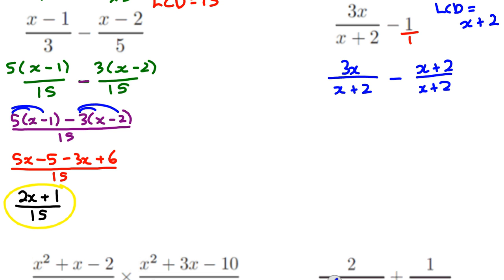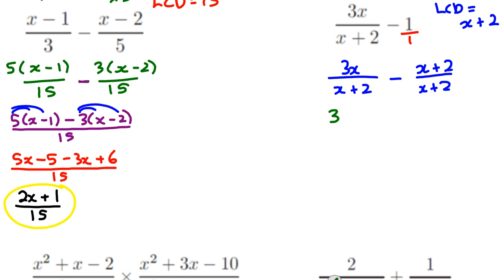Now we can combine our fractions. Remember, as it says on the previous page, once you've got your LCD and you're up to the subtraction step, keep the denominators the same. Sorry, did I say numerators? Keep the denominators the same. So don't change it to x plus 2 minus x plus 2. Keep it as x plus 2. The denominator stays the same for addition and subtraction.